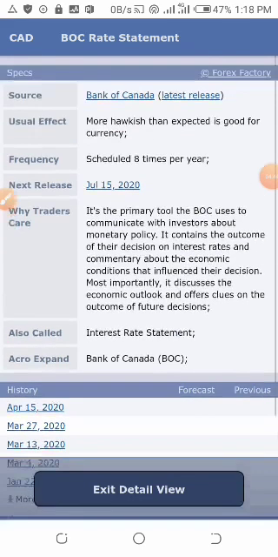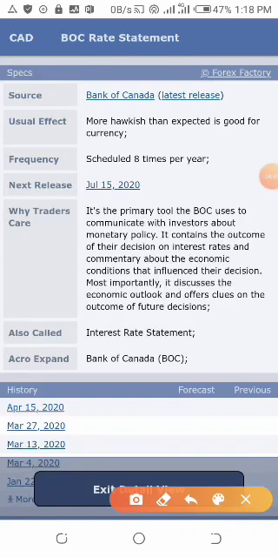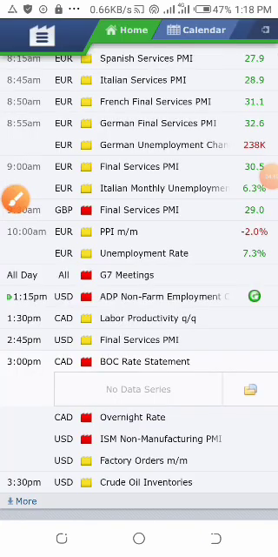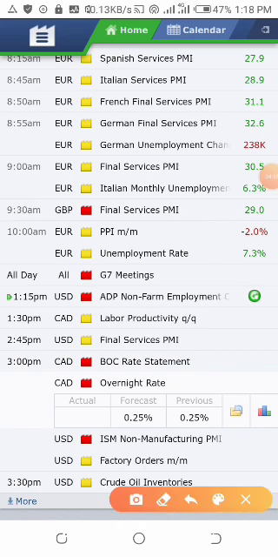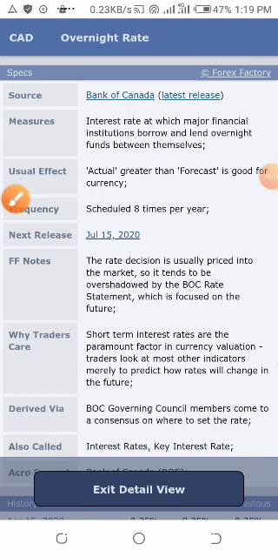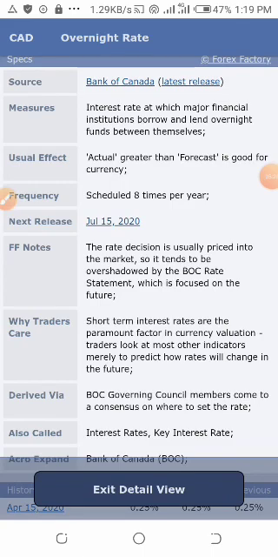Okay, so after you've read about the news, you now click on this exit, and then you can go back here. Normally if there's data, you see an icon at the side. Like this one, I just clicked on CAD overnight rates. This is it. So they are forecasting that the rate for overnight interest is going to increase to 0.25%. And if you click on this folder right here, it's going to give you the detail on this. So, interest rates at which major financial institutions borrow and lend overnight funds between themselves.